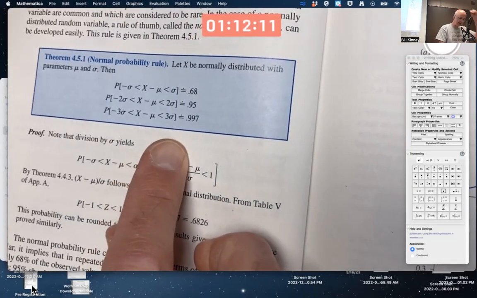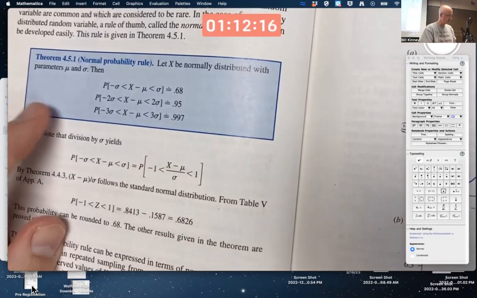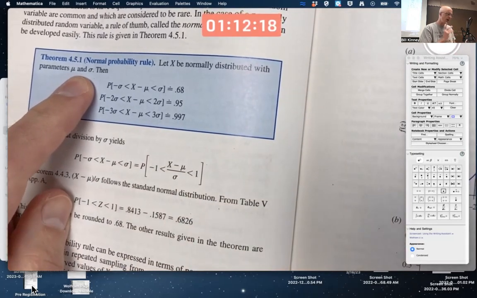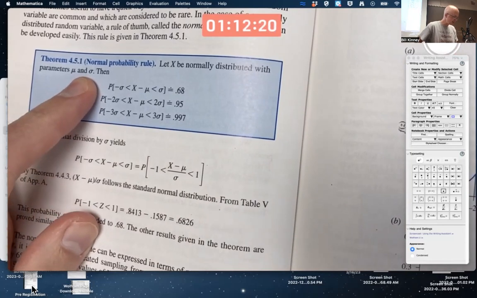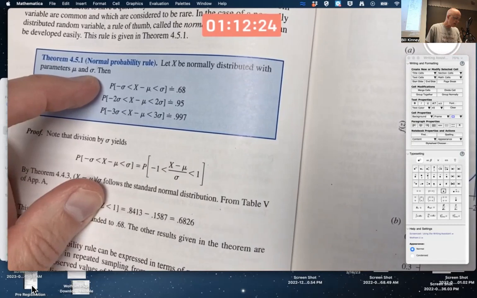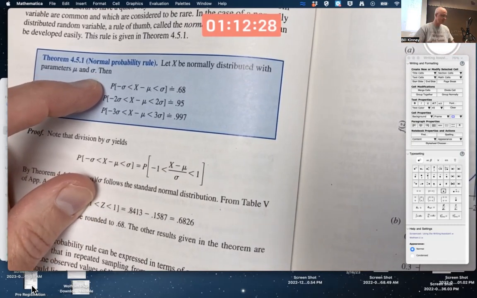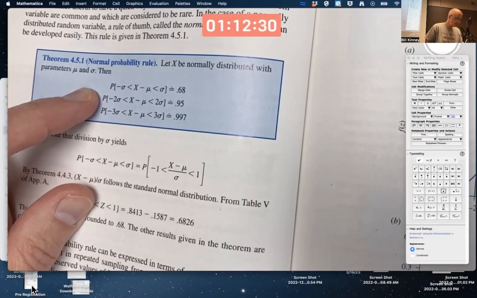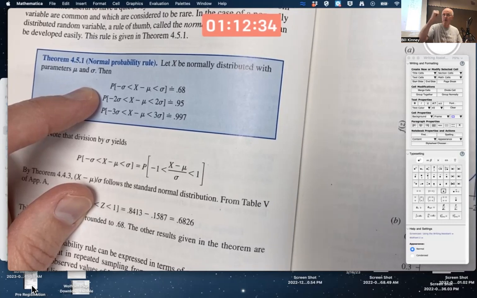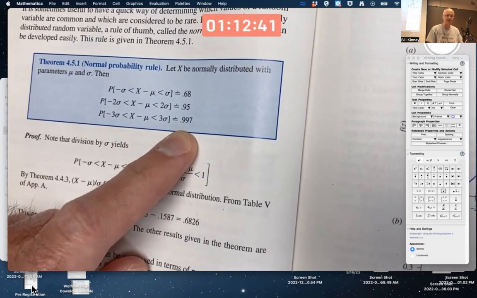There's the 68, 95, 99.7 rule of thumb. It says if X is normally distributed with parameters mu and sigma, the book is inconsistent there, they should use sigma squared, the probability of being within one standard deviation of the mean is about 0.68. To be within 2 standard deviations of the mean is about 0.95. That's analogous to our 2 standard deviation rule of thumb that we mentioned. To be within 3 standard deviations of the mean is about 0.997.